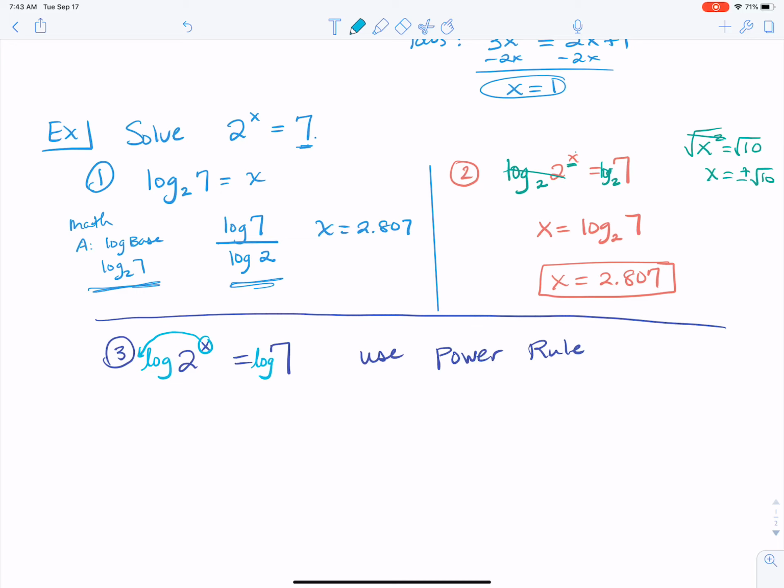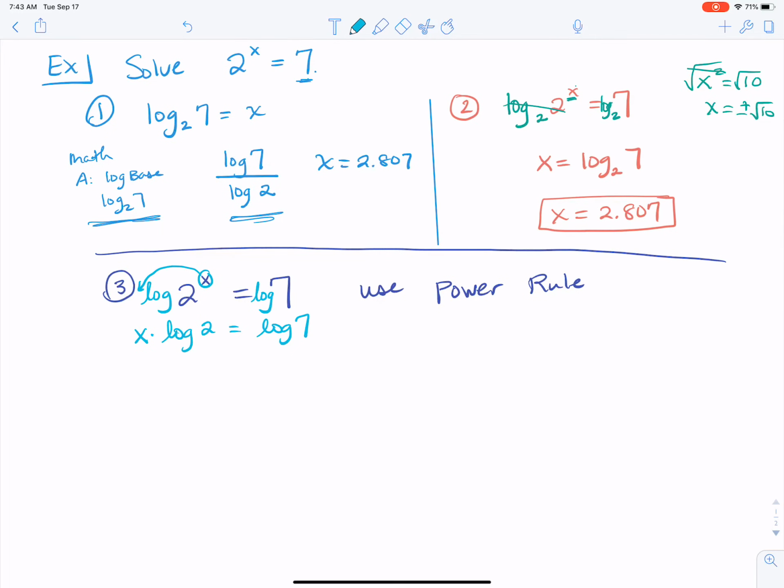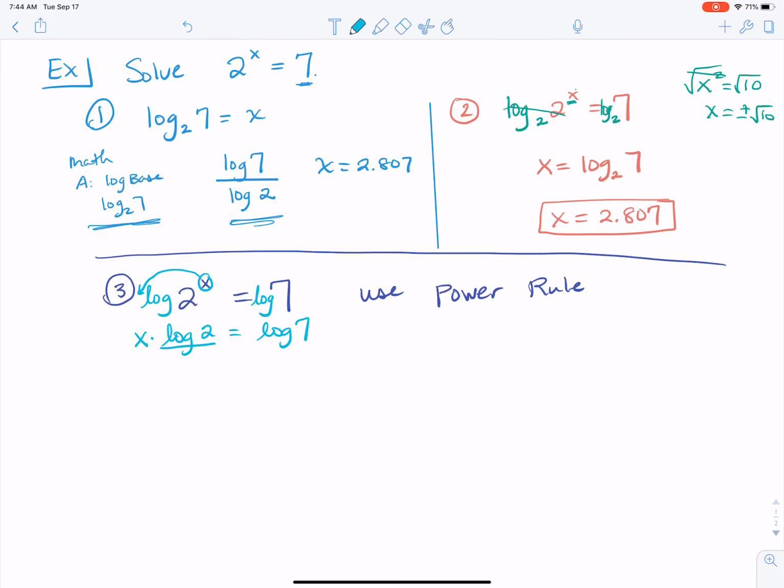So then I'm going to do the power rule, which says if you have an exponent, you can bring that down in front. So then you got x times the log of 2 equals the log of 7. Now this is the method that I used in high school because, for one thing, I could never remember method 1 because I wasn't very good at changing to log form. My teachers never taught me method 2. And we didn't have fancy calculators that would do log base. So we always did method 3 in high school. So this is the one that I use a lot.